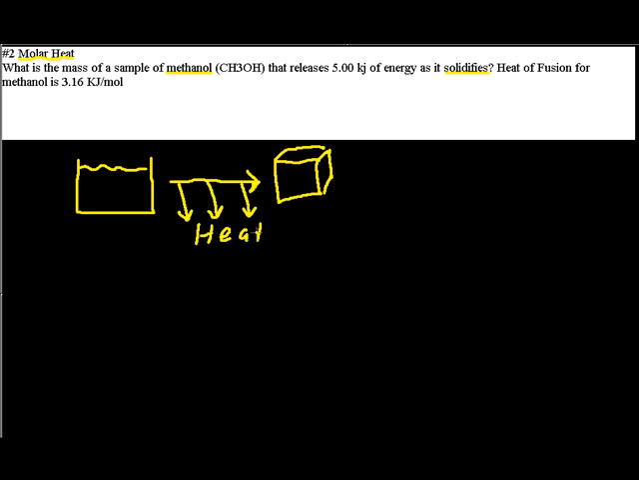Now, because the system, the liquid methanol, is releasing this heat, we call the reaction exothermic, because there's a release or loss of heat from the system as it turns to a solid. So what's interesting about this problem is it tells us how much heat got released. So the amount of heat that was released is going to be 5 kilojoules of heat.